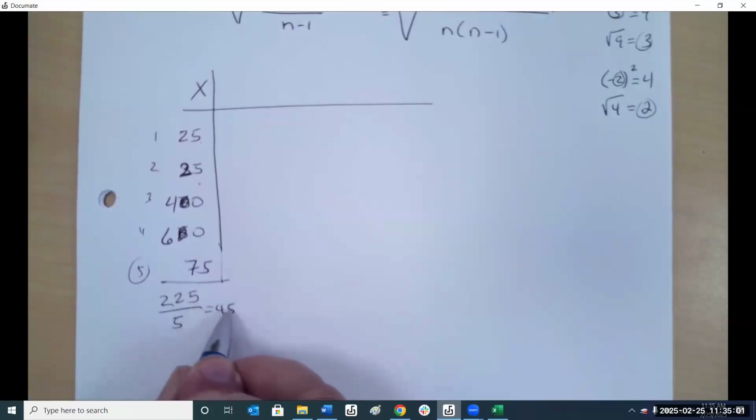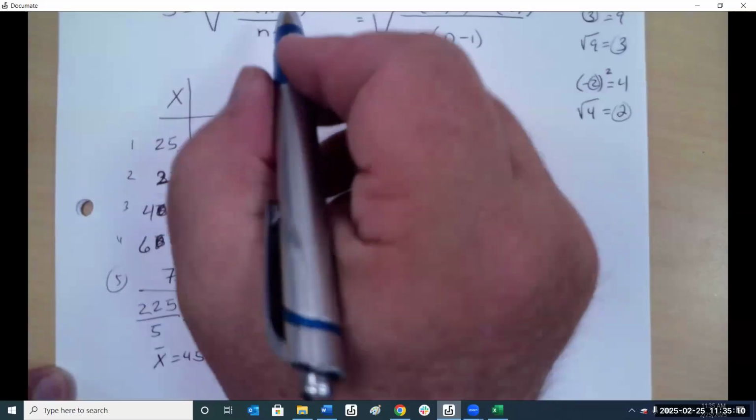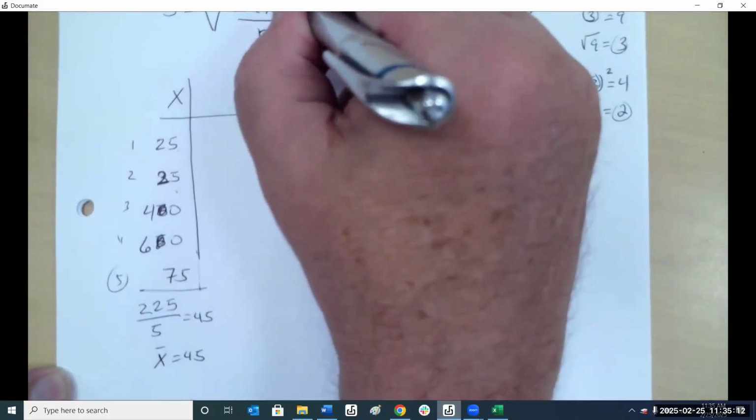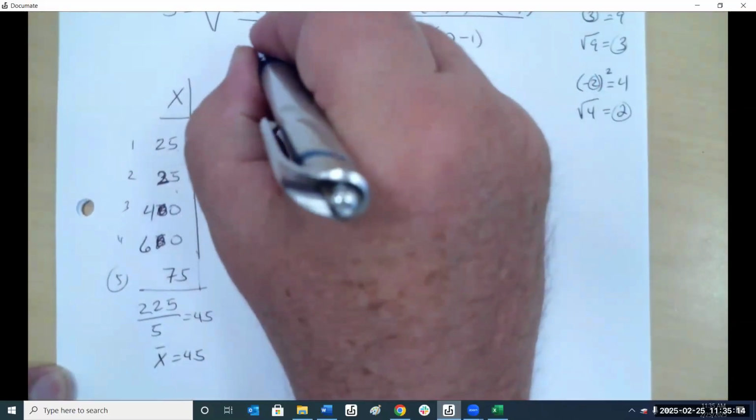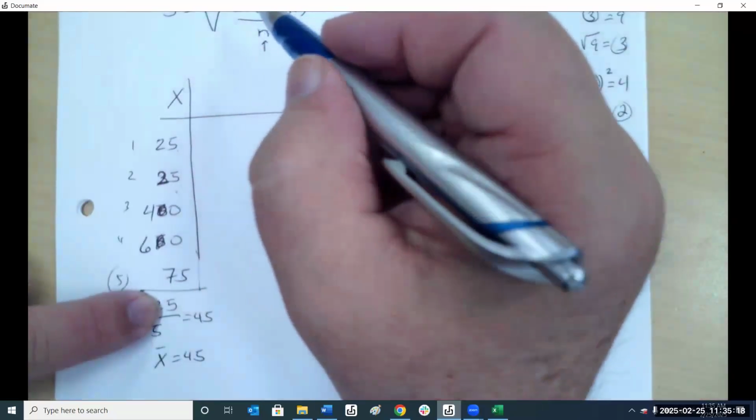And we ended up with 45. So that's my mean. Because in your equation, you have to have the mean. You have to know what n is. This x are your data values.